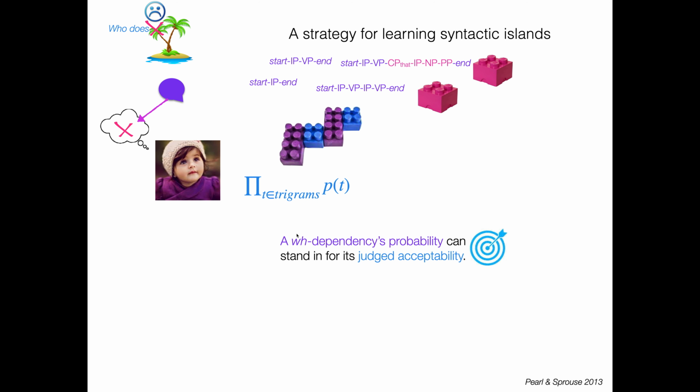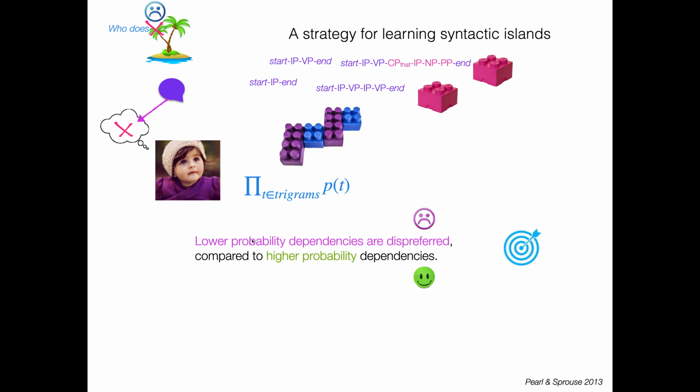So then, a WH dependency's probability, that product there, can stand in for its judged acceptability, that measurable outcome that we have data for. And so in particular, lower probability dependencies are dispreferred compared to higher probability dependencies. That's what we're looking for.